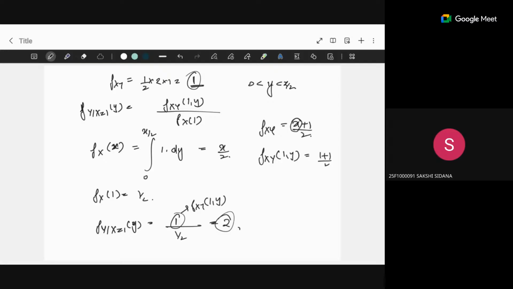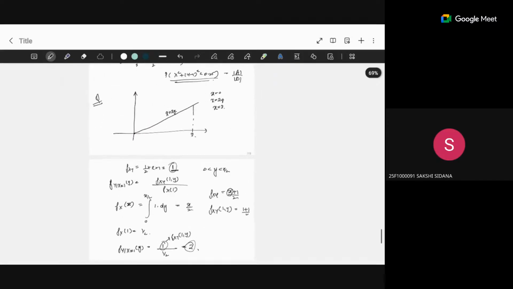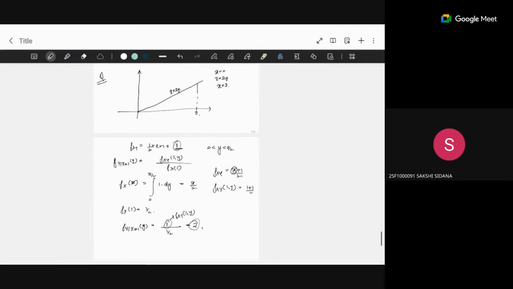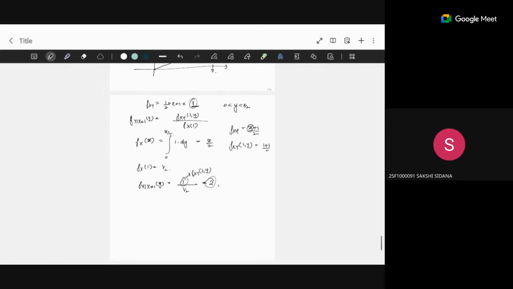Yes, ma'am. Got it. Ma'am, okay, please can you zoom out this complete screen along with the diagram? Yes, ma'am. Thank you. Got the screenshot.